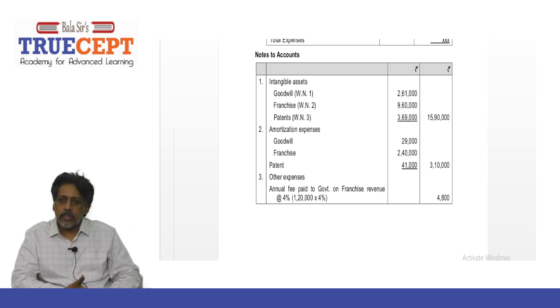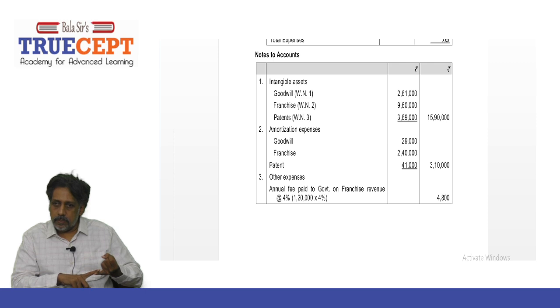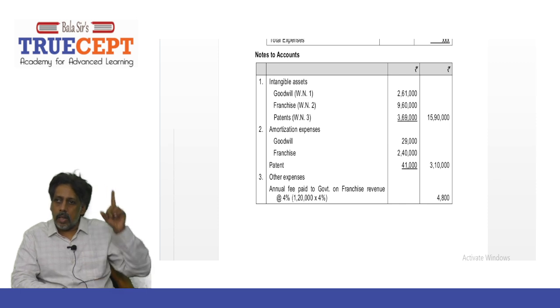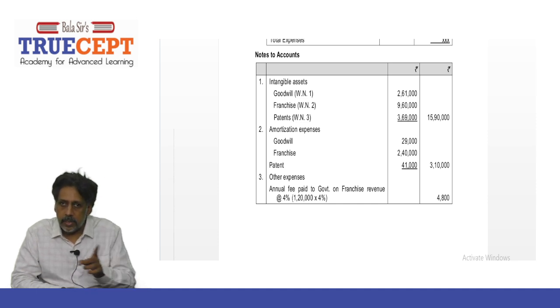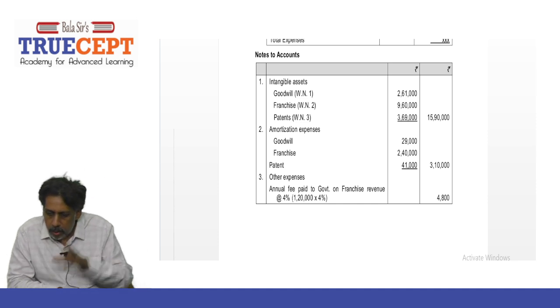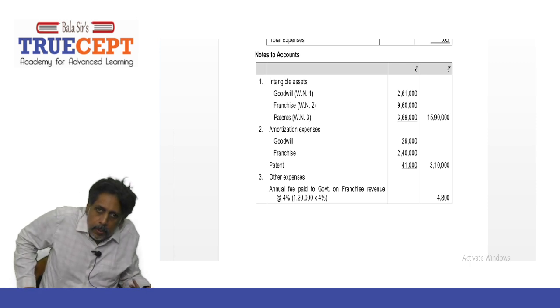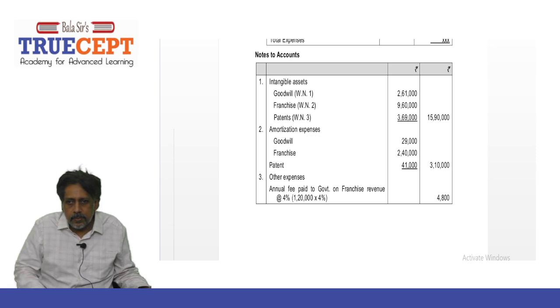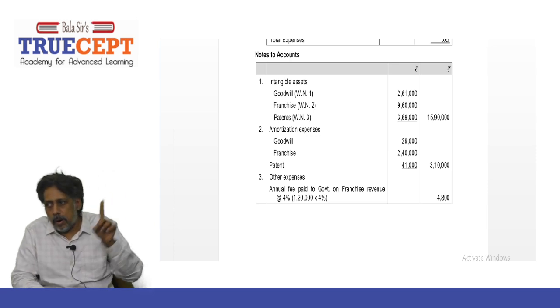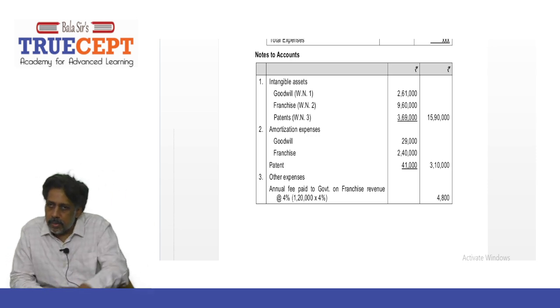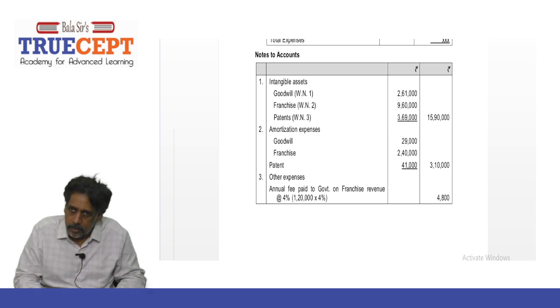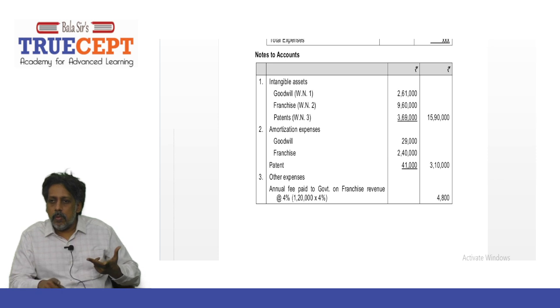Next, the amortization expenses. Goodwill 29,000, franchise 2,40,000, and patent 41,000. Adding all the three, 3,10,000. That is the total amount of depreciation or amortization expense, right? Yes, sir. Now, Renuka, I have a doubt. Can I use the word depreciation for an intangible asset? No, we use the word amortization. But it's as good as depreciation. Fine.